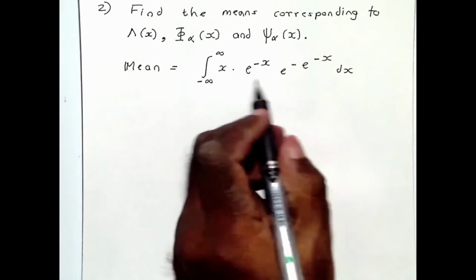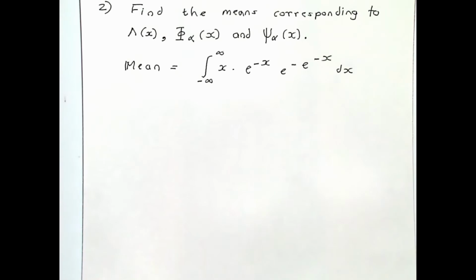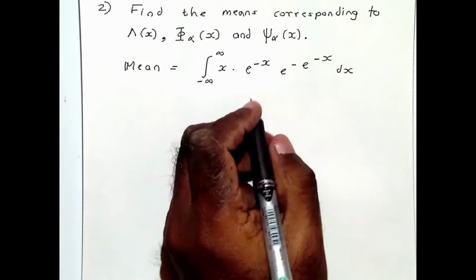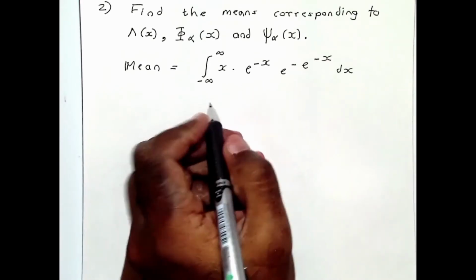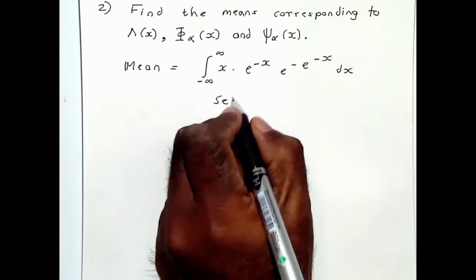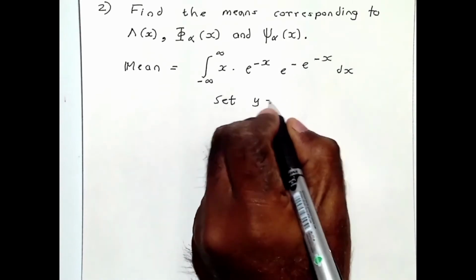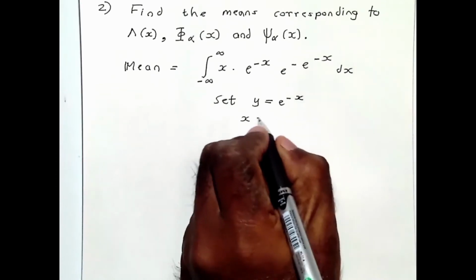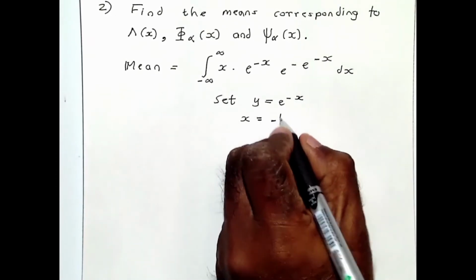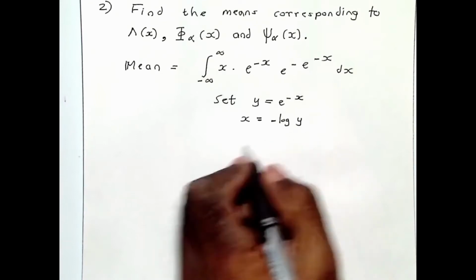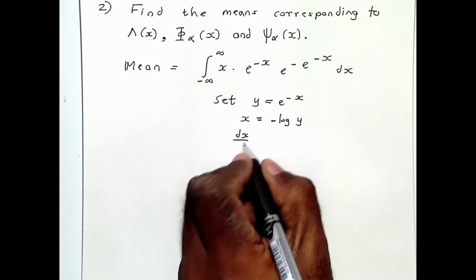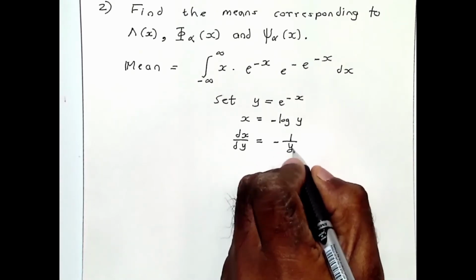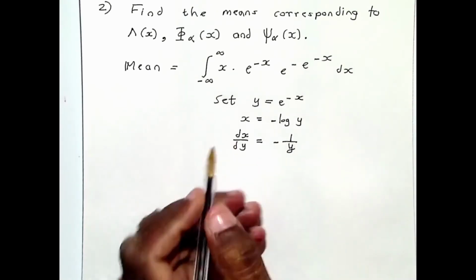To do this integration, you need substitution. I mean, you learn substitution by experience. So in this case, an obvious substitution is to set y equal to this. So x becomes minus log of y, and dx by dy becomes minus 1 over y. Right, so let's put this in a box.